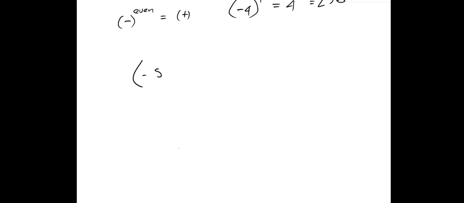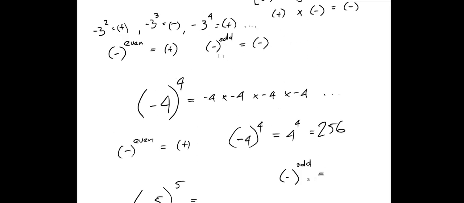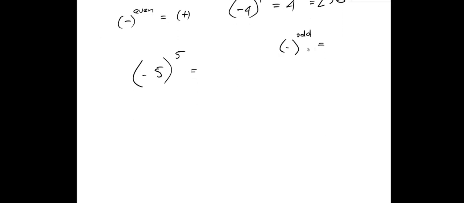Negative 5 to the power of 5. What's that going to be? Well, it's a negative number to the power of an odd number. So therefore it's going to be a negative number. So 5 to the power of 5.